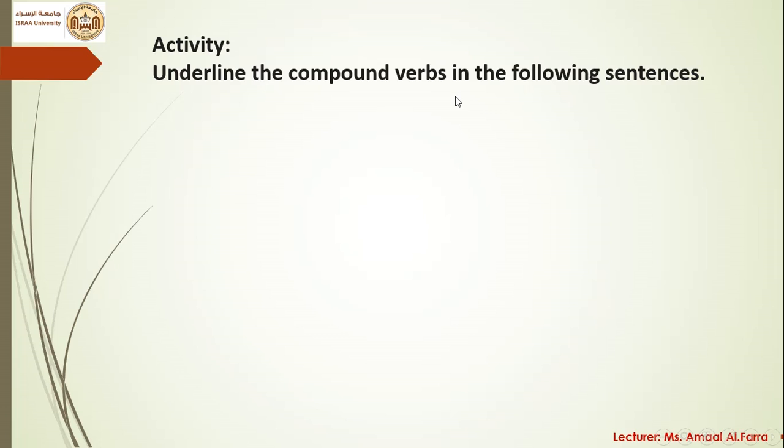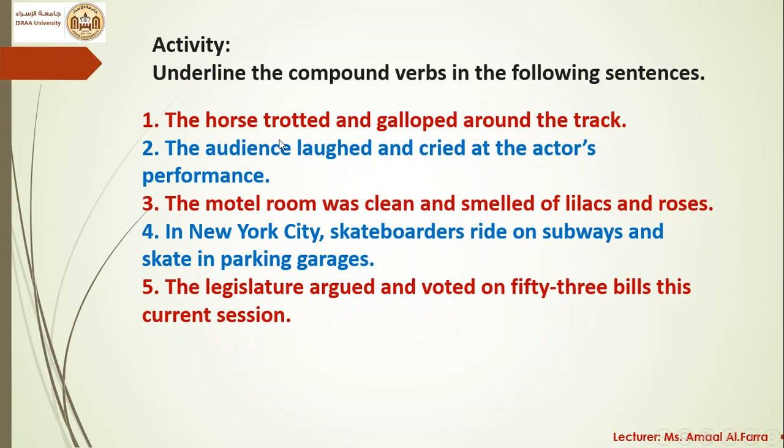Activity: underline the compound verbs in the following sentences. I want you to look for the compound verbs and to underline them. 1. The horse trotted and galloped around the track. 2. The audience laughed and cried at the actor's performance. Number 3. The motel room was clean and smelled of lilacs and roses. Number 4. In New York City, skateboarders ride on subways and skate in parking garages. Number 5. The legislature argued and voted on 53 bills this current session.